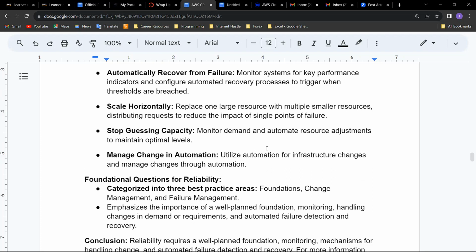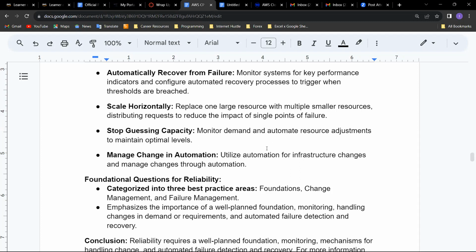So foundational questions for reliability have also been grouped into three best practice areas. That is foundations, change management, and then failure management, right? So foundations, they are building blocks. How did you plan your system? How did you plan for recovery? How did you plan for incident response, right? And then how do you manage change? Where you take everything into account before you implement changes, or you have systems, procedures, and measures put in place to do effective changes, right?